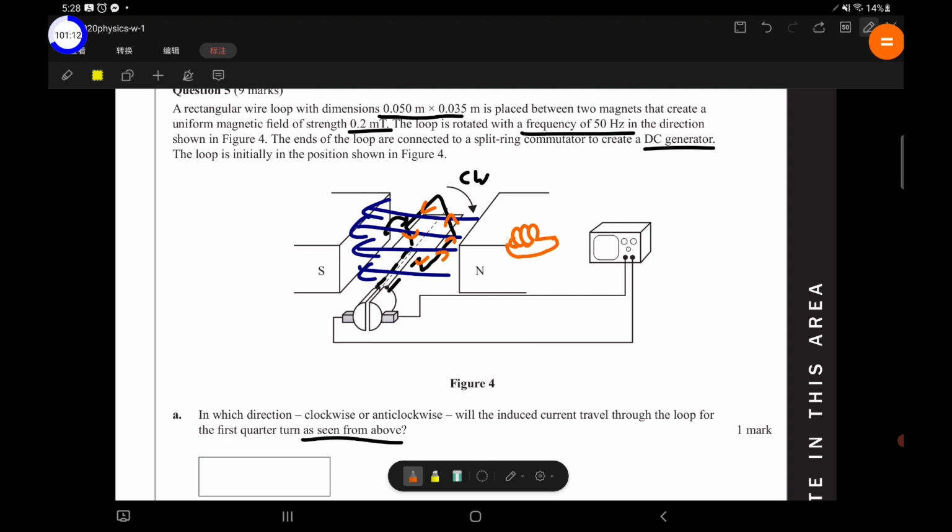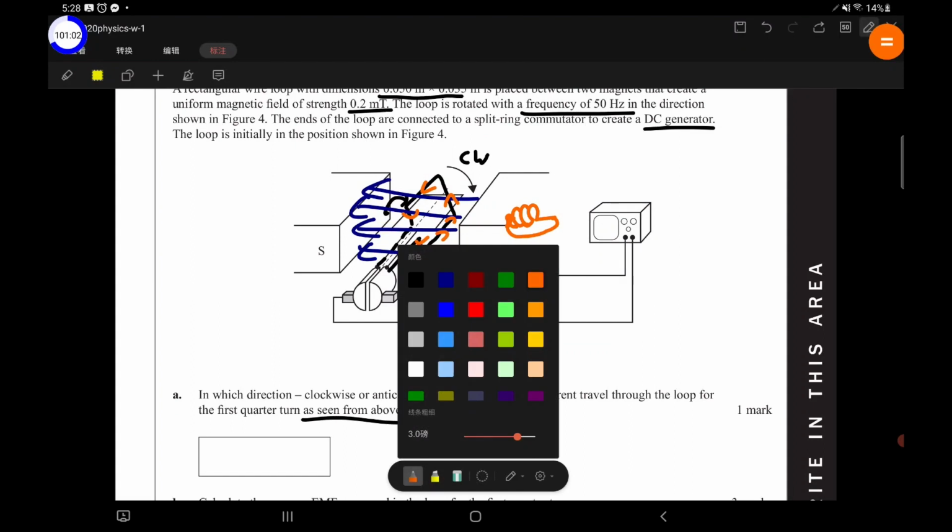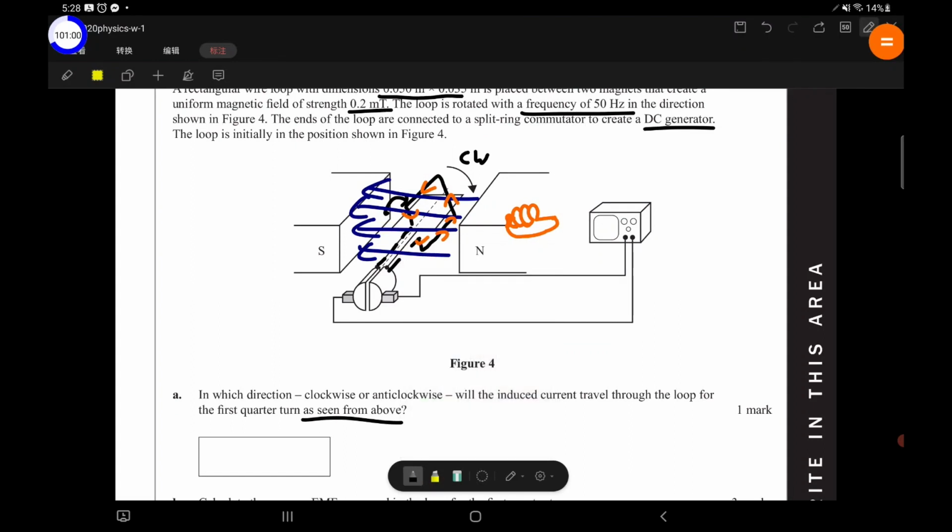Right, so that is based on our right hand grip rule. All right, so as viewed from above, we should try to determine whether that current is clockwise or anti-clockwise. So we have to pick one direction.